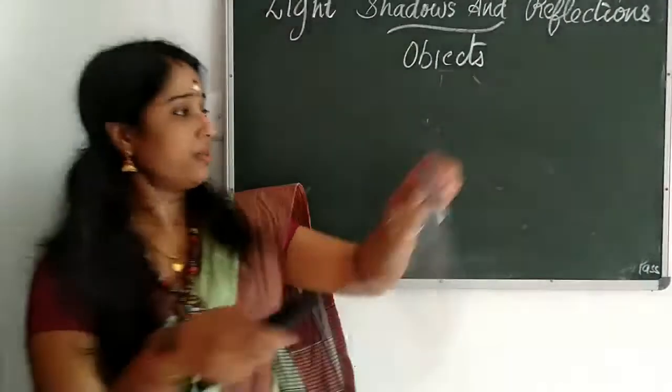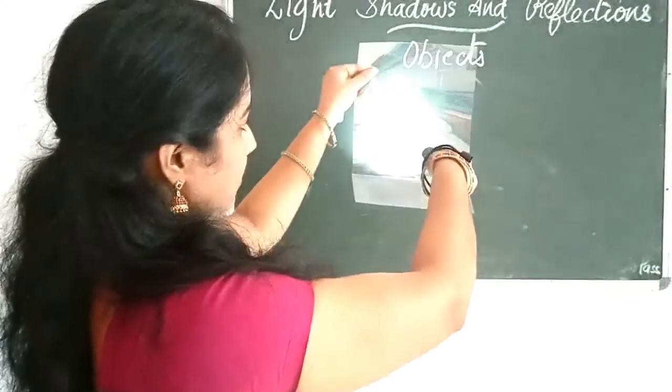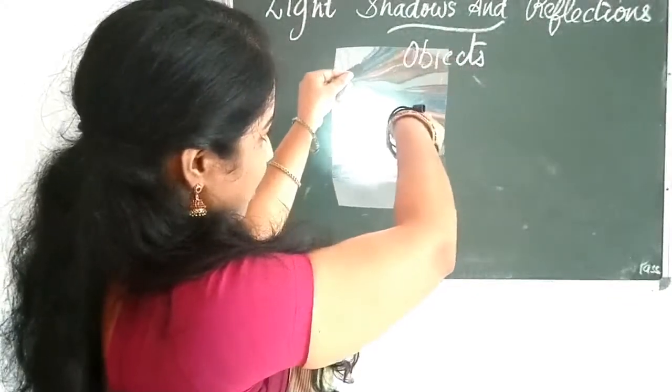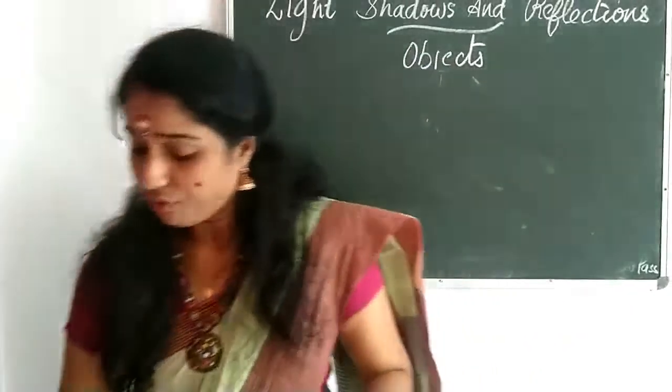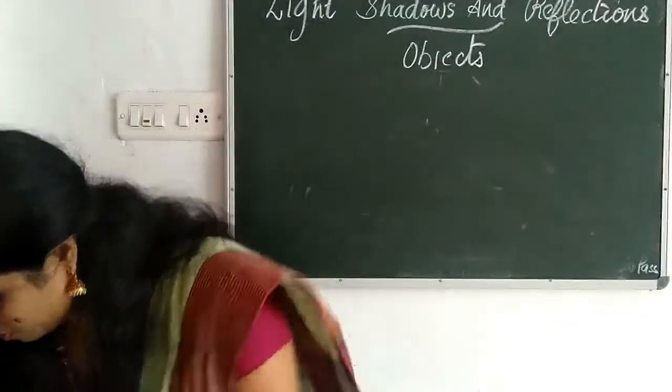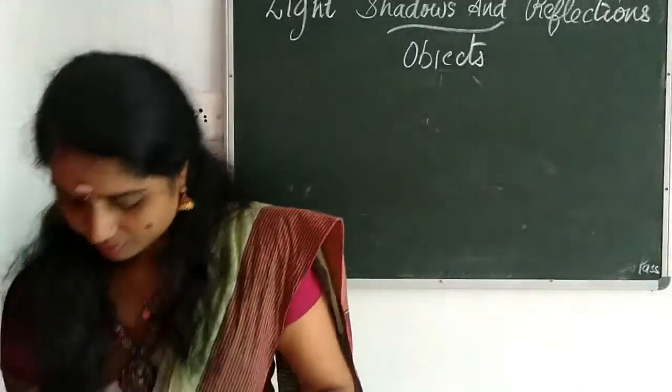Then what about in the case of this object? Yes, you can see the light very clearly because light passes through the transparent object very clearly. So for the shadow to be formed, mainly three things are needed. What are they?